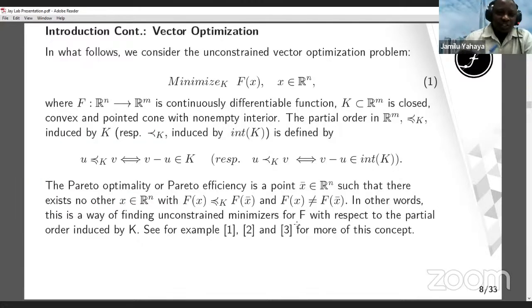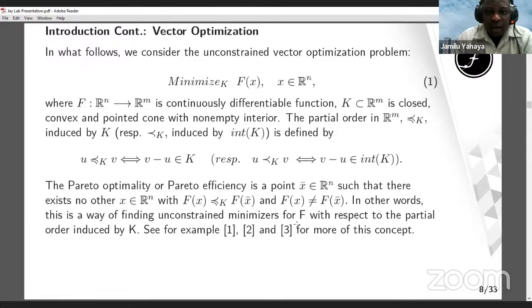So the vector minimization problem deals with problem 1, that is minimize with respect to K, f of x, where x is a decision variable in Rn, and f is from Rn to Rm, is a continuously differentiable function, and K is a subset of Rm, which is the image, is a closed, convex, and pointed cone with non-empty interior.